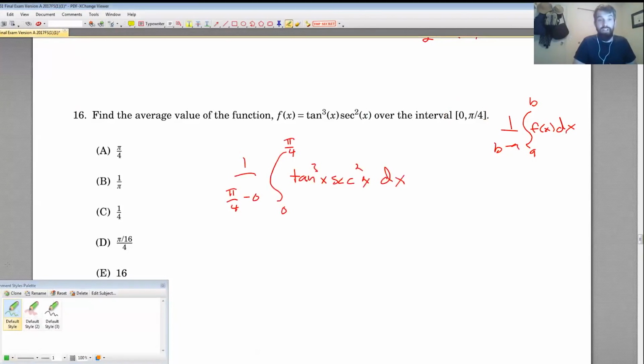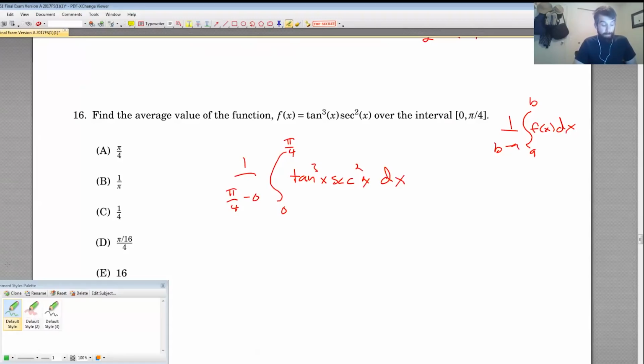Remember I said don't get married to your u-sub? Date around, find the right one, then marry it. Because there's 2 real options here. You could allow secant to be your u, or you could allow tangent to be a u. Both of those would be reasonable, right? So secant could be your u, or tangent could be your u.